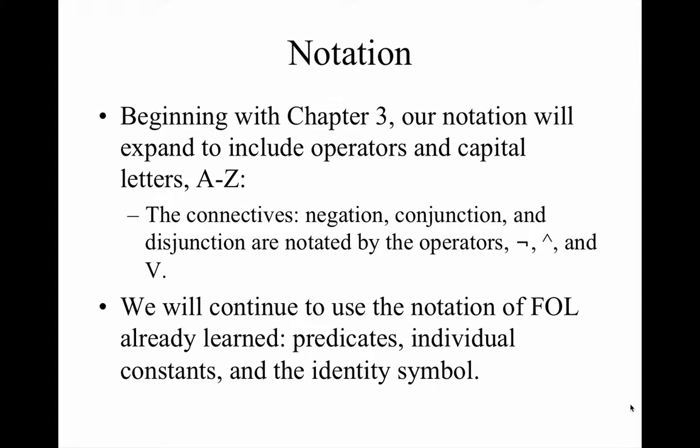So before we move into what it means for a sentence that is governed by a negation or a conjunction or a disjunction to be true or false, let's talk about what our new notation is going to involve. We're going to continue using the notation we already know, right? We're going to be using a predicate, the first letter of which is capitalized, and we'll be using in parentheticals lowercase letters for individual constants. Our connectives, negation, conjunction, and disjunction, will be symbolically notated by the operators hook, caret, and wedge.